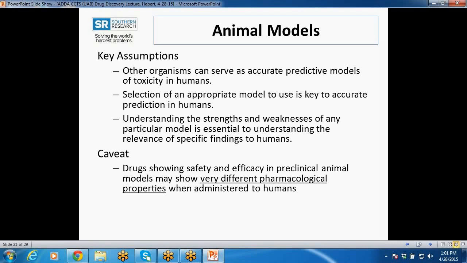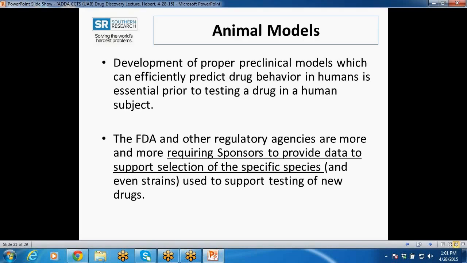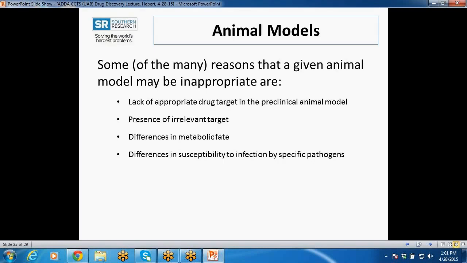When you're selecting your animal models, these are your assumptions. You assume that they can serve as accurate predictive models. Selection of an appropriate model is key to accurate prediction in humans. You have to understand the strengths and weaknesses of your model, and drugs that show safety and efficacy in preclinical animal models may have very different pharmacological effects in humans. The FDA more and more is requiring sponsors to provide data to justify their selection of animal models, rather than just using defaults.